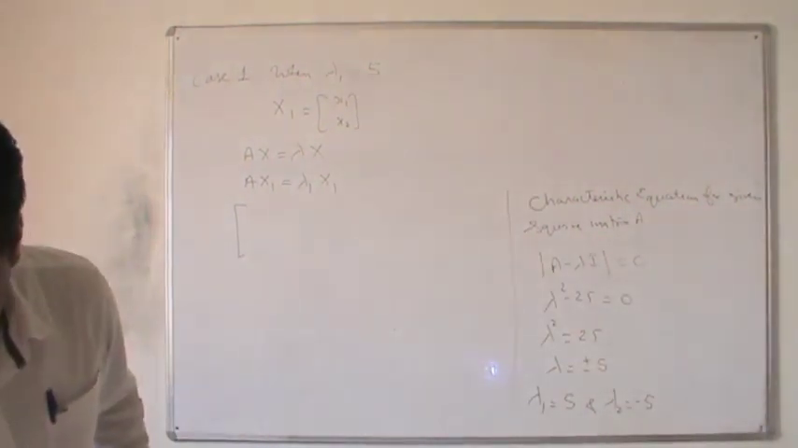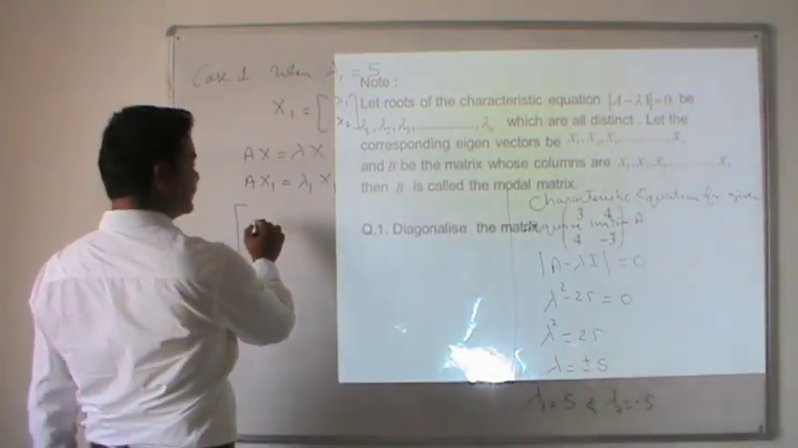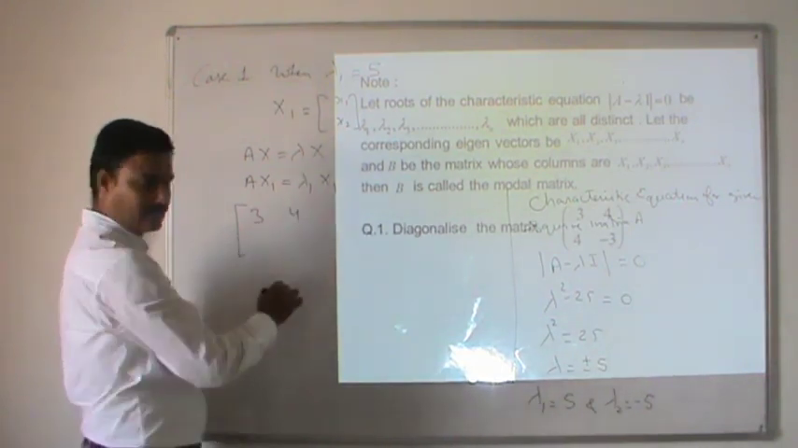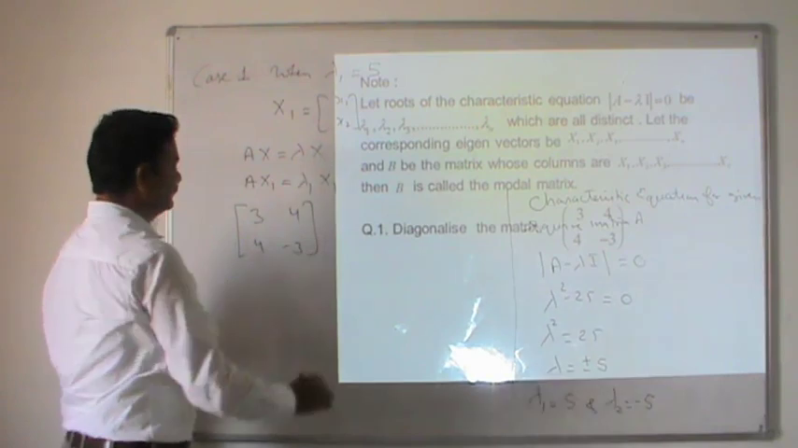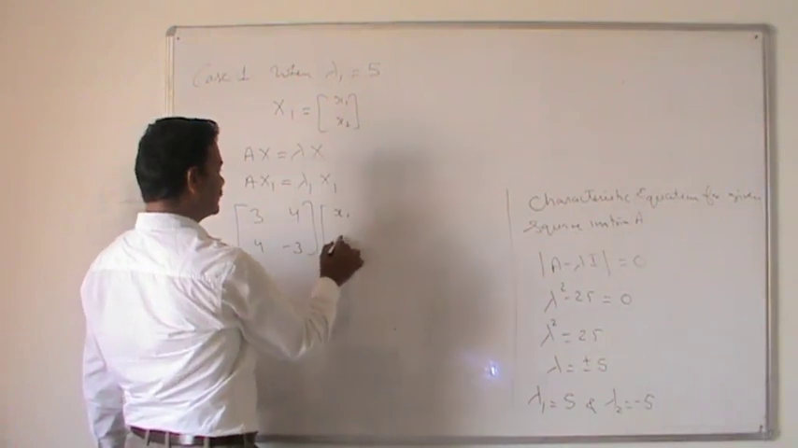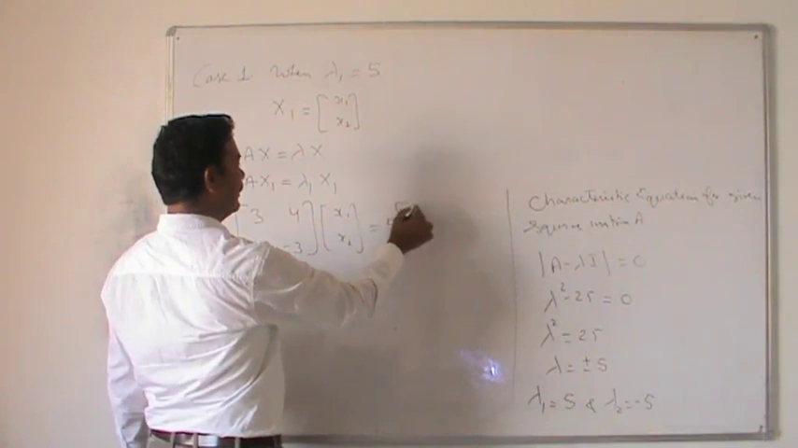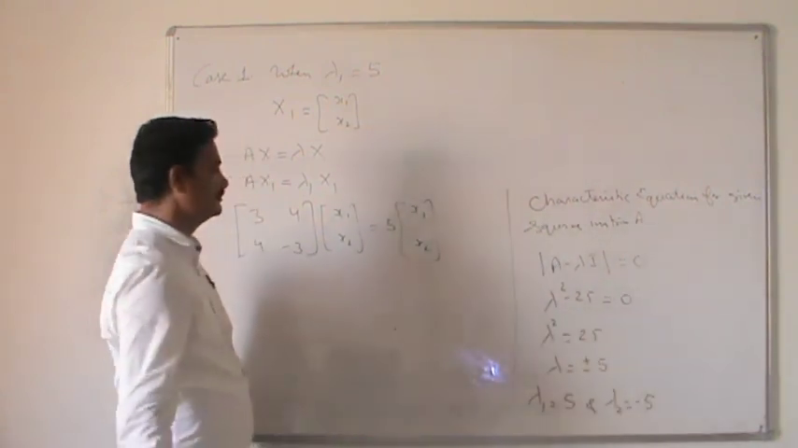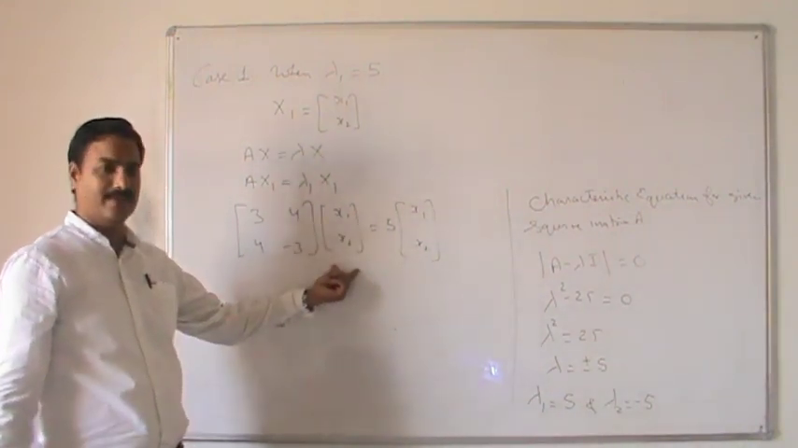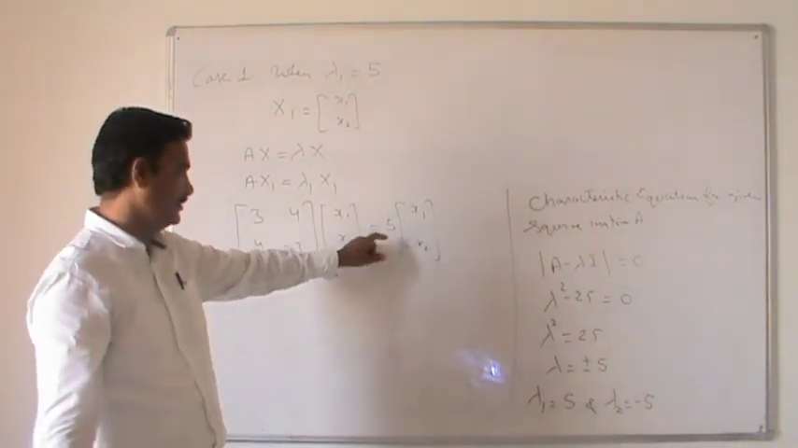Matrix A is 3, 4 and 4, minus 3. For X1 we have entries x1, x2. For the lambda 1 equal to 5, again x1, x2. So this is our given square matrix A. This is eigenvector capital X1, which has to be determined. And this is our first eigenvalue, lambda 1, which is 5.